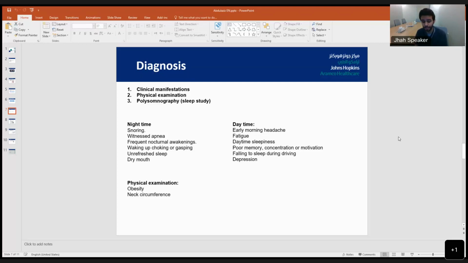So if the patient has OSA, we're going to do a physical examination. One of them is obesity. So if the patient is obese, as I mentioned, based on the literature and based on the clinical signs and symptoms, obesity has a high association with OSA. Neck circumference, because if the patient has a wide neck circumference, this might also cause OSA during sleeping.